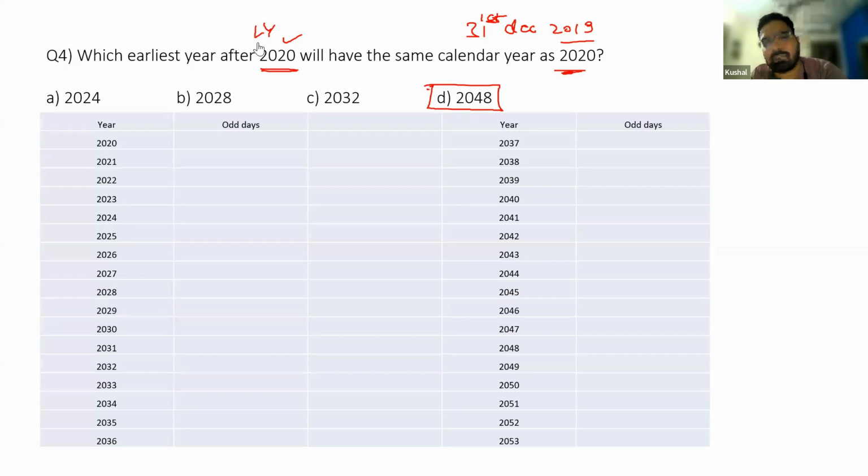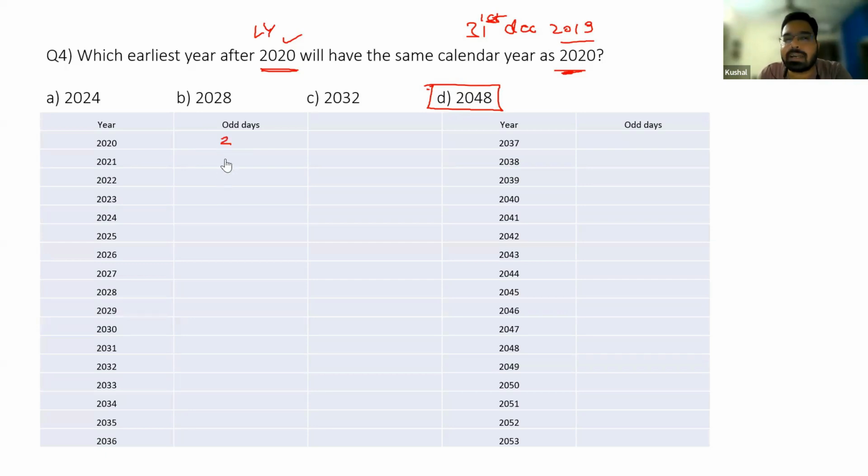Okay. Now I have built up this table. I know you might not be able to draw a very clear table during the exam. I understand all of this, but understand how to go about doing such a question. That's all. Please pay attention to this. 2020 is a leap year. We'll have how many odd days?